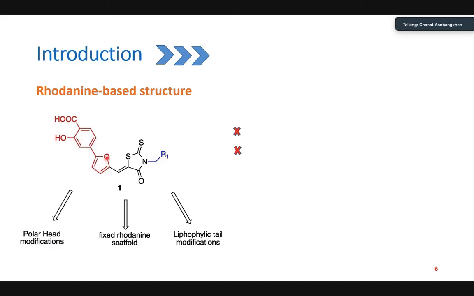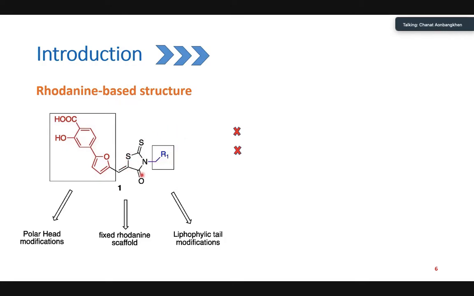The rhodamine-based structure has a unique part, that is, it has the hydrophilic part and the lipophilic part. The hydrophilic part can be modified, in which we will have different derivatives, and the lipophilic part also can be modified. This is done in order to have the best and the safe compound for the treatment of HHV6 virus.